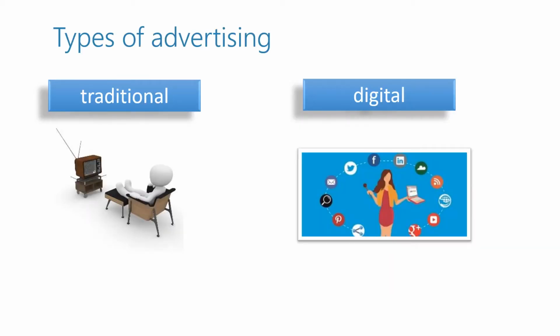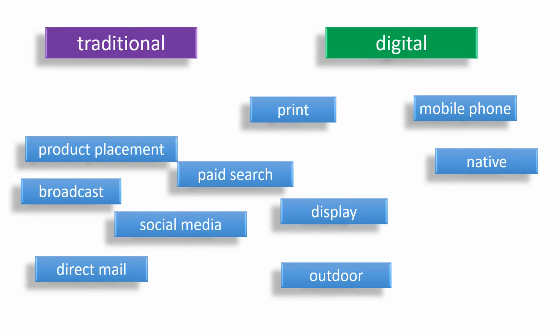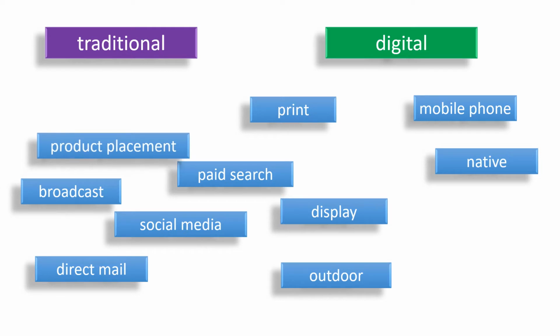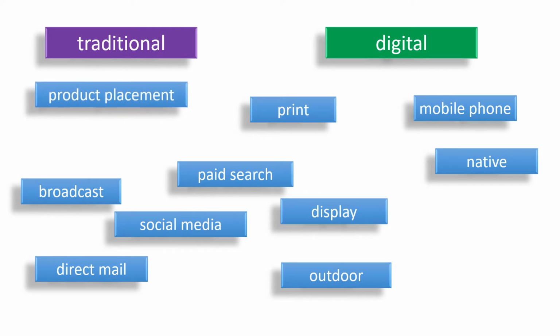Now we'll get to know 2 major groups of advertisements, traditional and digital one. Traditional one doesn't include any digital media. Let's try to group these different types of adverts. The first one is product placement. It belongs to the traditional type. What is actually product placement?